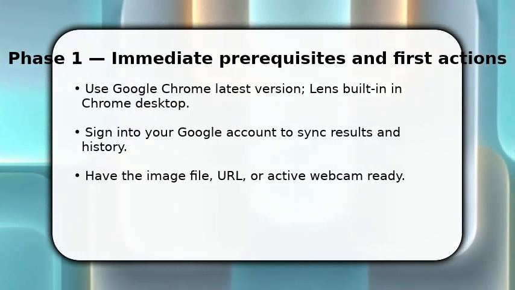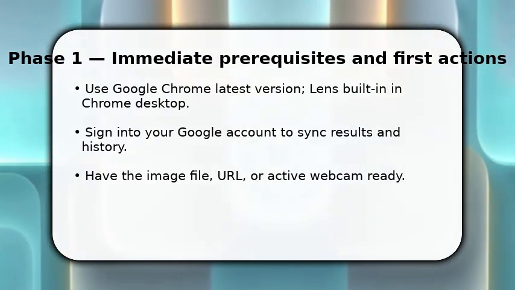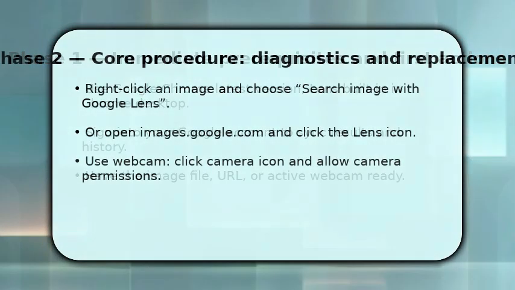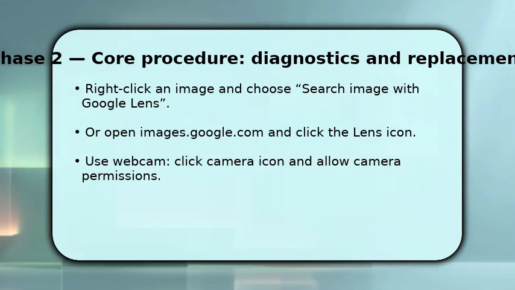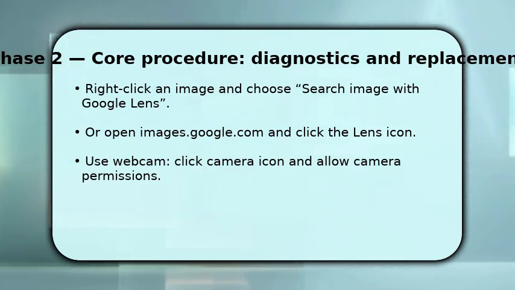away. Once the image is in Chrome, right-click it and choose Search Image with Google Lens, or go to images.google.com and click the Lens icon in the search bar. If you need live capture, click the camera icon, allow camera access, and frame the subject. Lens analyzes in real time. Make sure to zoom or crop the area of interest.